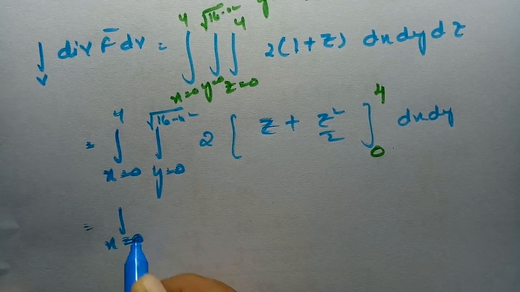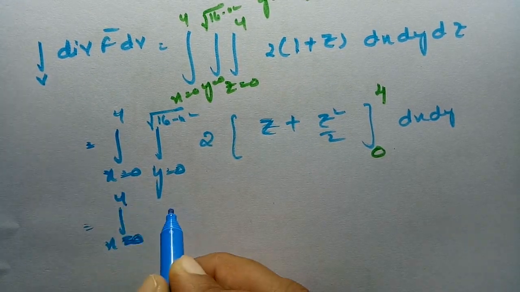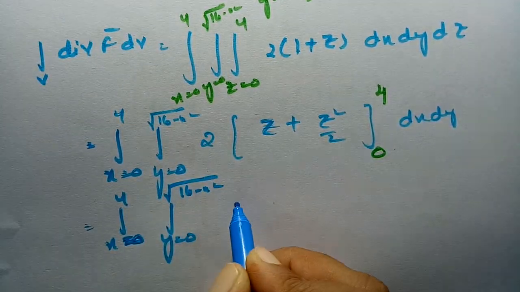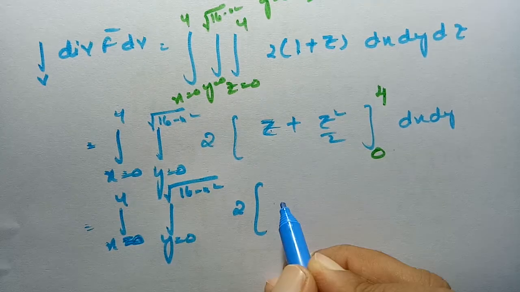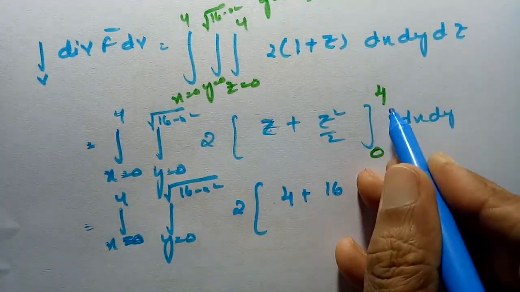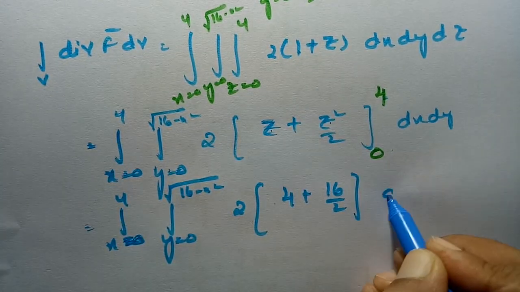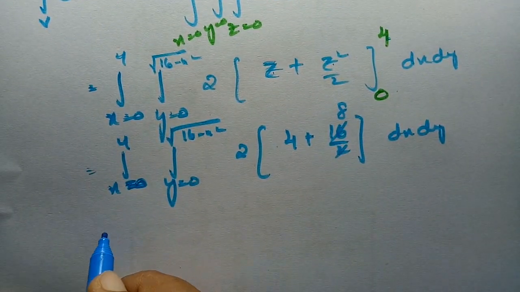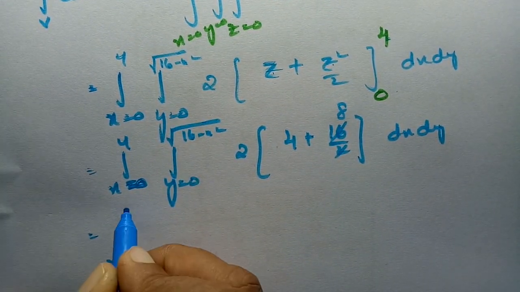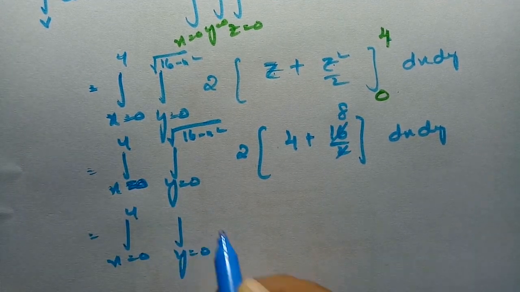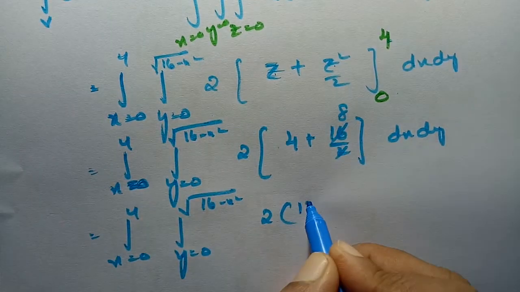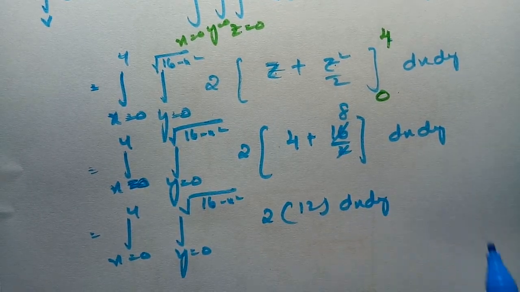So x from 0 to 4 and y from 0 to root over 16 minus x square. So in place of z, if I substitute 4, then 4 square is 16 by 2, of dx dy. So this goes in 8 times. So x is equal to 0 to 4, and y varies from 0 to root over 16 minus x square.